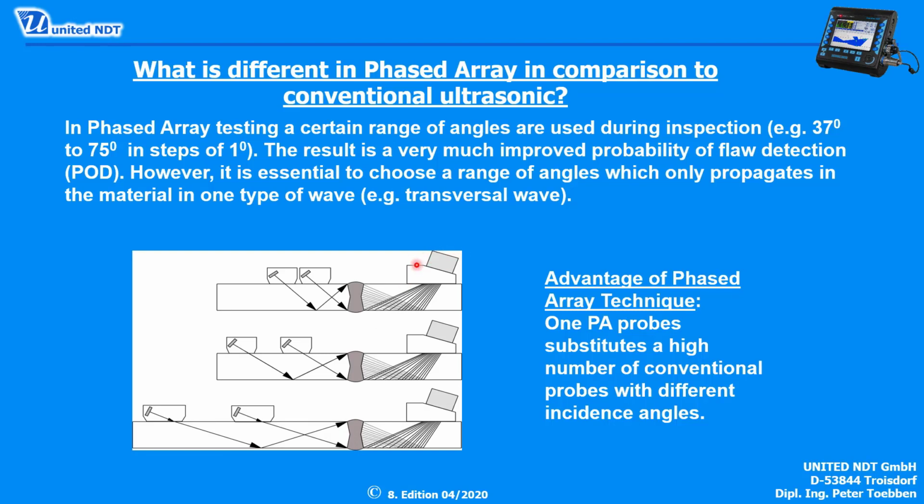So when you use a phased array probe, there is no need to do several types of scans or use different types of probes. One probe is enough. So that's the advantage of the phased array technique. One can say that one PA probe substitutes a high number of conventional probes with different incidence angles.